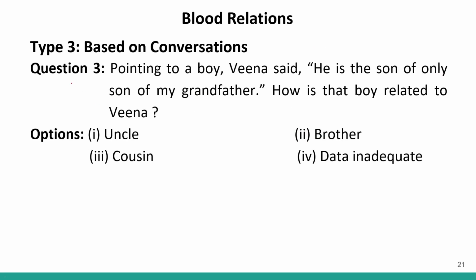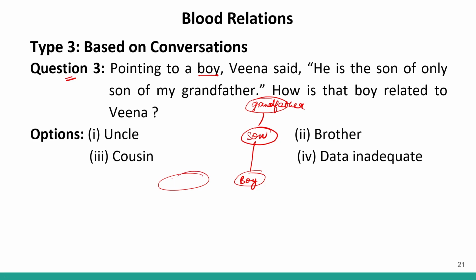Okay. Question number 3. Pointing to a boy, Veena said, he is the only son of my grandfather. So Veena would be in which generation? Veena would be over here, correct? Because the grandfather is in the third generation. So he is the only son of my grandfather, correct?